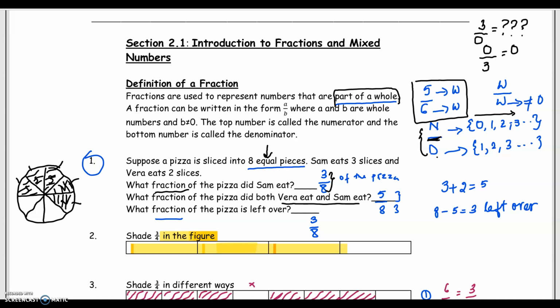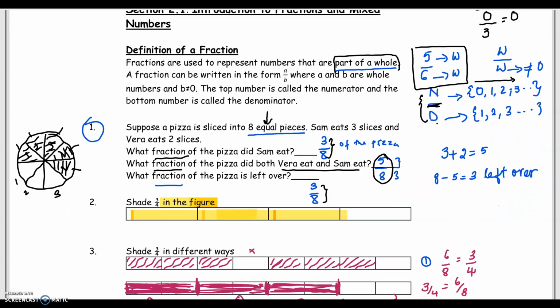Now what's left over is the unshaded part. So that's 1, 2, 3. But 3 what? 3 out of the 8 equal slices. So the fraction of the pizza that was left over was 3/8 of the pizza. The fraction of the pizza that was eaten was 5/8 of the pizza.